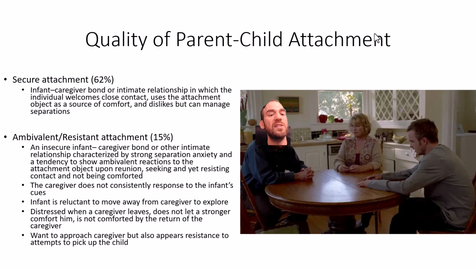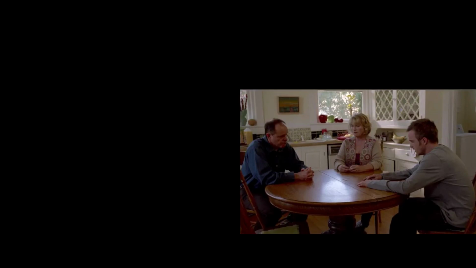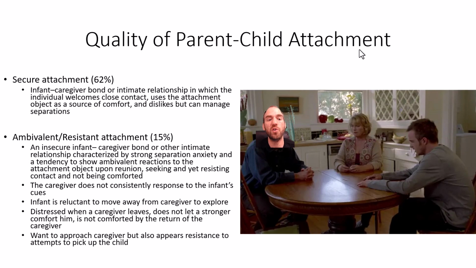Ambivalent resistant attachment is referred to as insecure infant attachment. This is characterized by strong separation anxiety and a tendency to show ambivalent reactions to the attachment object upon return, and by object I mean caregiver, seeking and yet resisting contact and not being comforted. The caregiver does not consistently respond to the infant's cues. The infant is reluctant to move away from the caregiver to explore, distressed when a caregiver leaves, but does not let a stranger comfort him, and is not comforted by the return of the caregiver either. Wants to approach the caregiver, but also appears resistant to attempts to pick up the child.